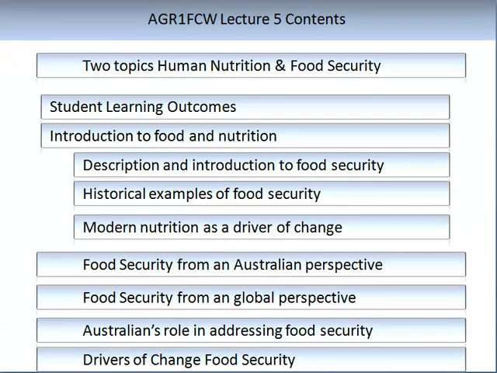In this lecture we will cover two topics, that of human nutrition and food security, and how they are both a driver of change in agriculture. We will start by looking at the learning objective outcomes for this topic. I will then introduce food and nutrition, description and an introduction of food security. This would include the historical examples of food security and modern nutrition as a driver of change.